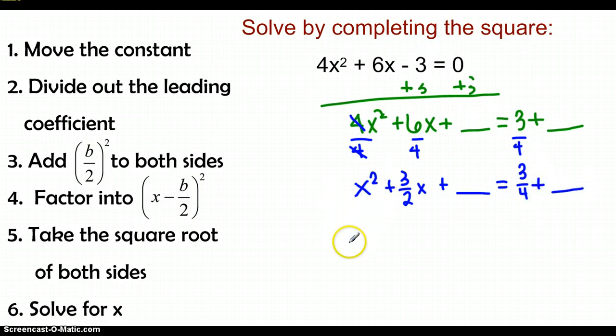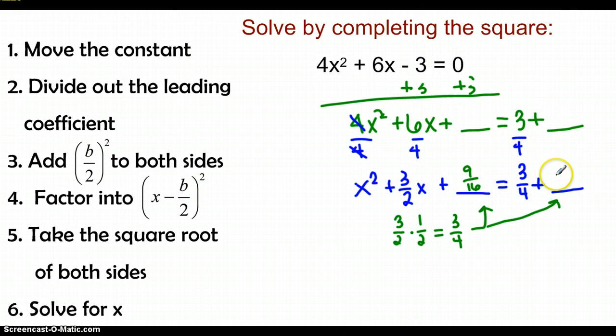I want to take my b over 2 term. So here's my b. Dividing by 2 is the same as multiplying by the reciprocal, so 1/2. So b over 2 is 3/4. And then I want to square that and put it in the blanks. So 3 squared would give us 9. 4 squared, again, gives us 16. Do the same thing. Add 9/16 to both sides.